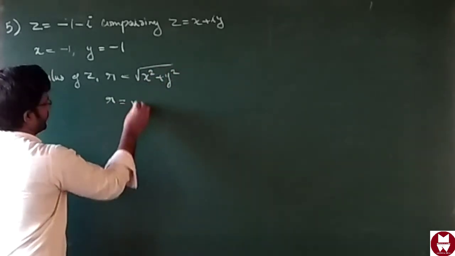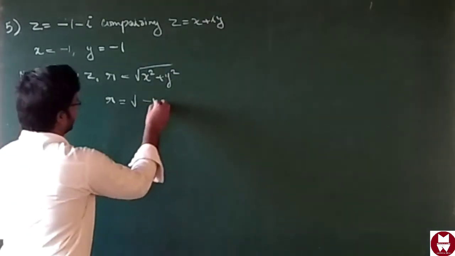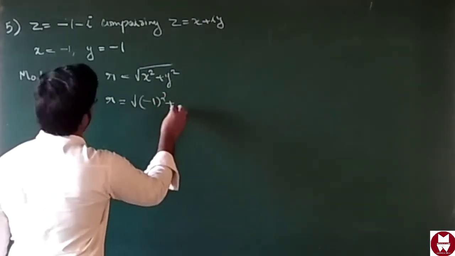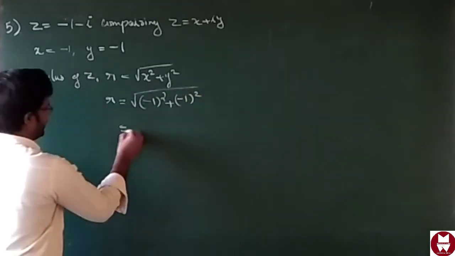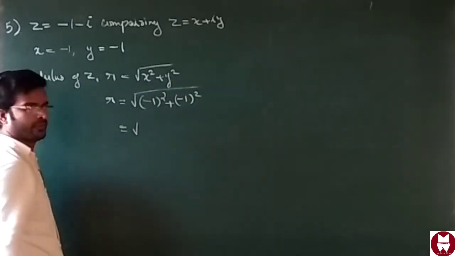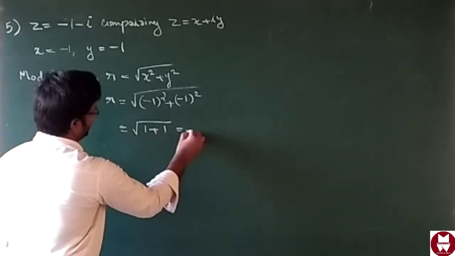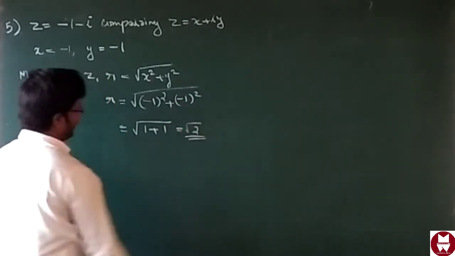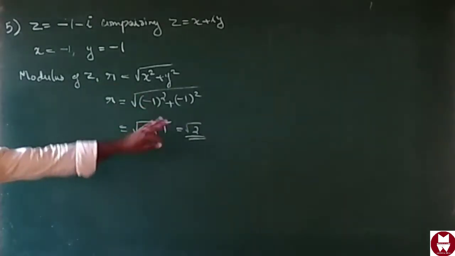r equal to square root of x square, x here is minus 1, minus 1 whole square, plus y square, y is minus 1 again, whole square, equal to square root of minus 1 square, that is 1, plus again minus 1 square, 1, equal to root 2. We got the modulus of z equal to root 2.